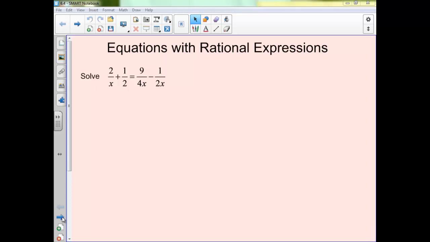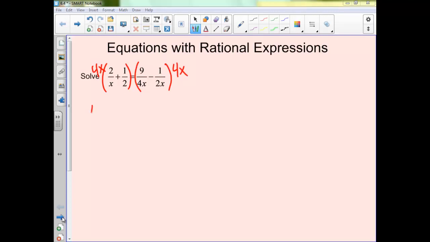So this section is equations with rational expressions. It'll be like how we dealt with equations with fractions back in chapter 1. You first have to figure out what our common denominator would be for all of these, and our common denominator would be 4x. So you want to go ahead and multiply both sides by 4x. And remember, since we're doing it to both sides, that's okay.